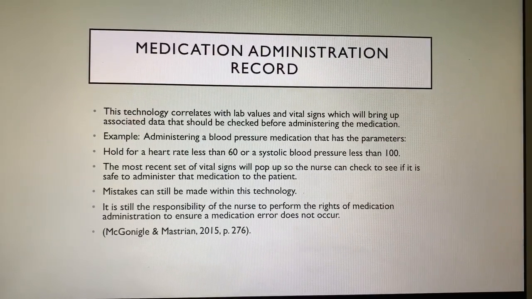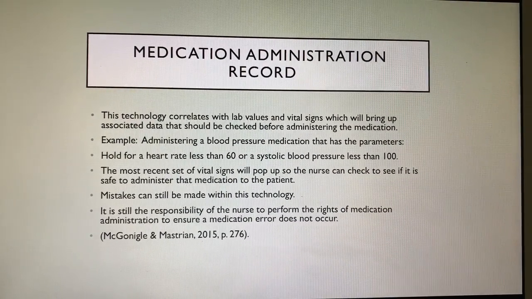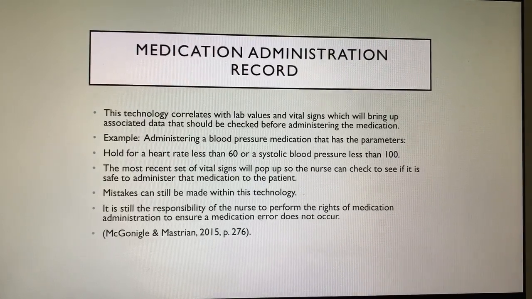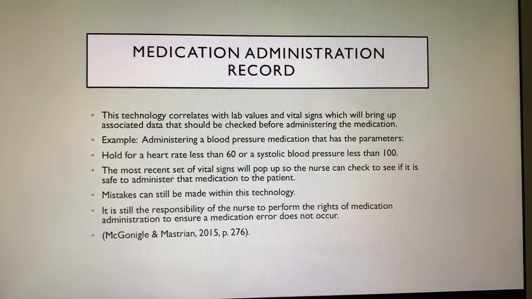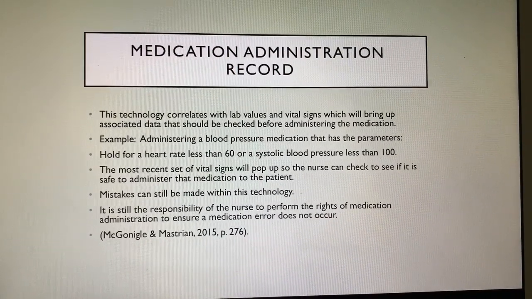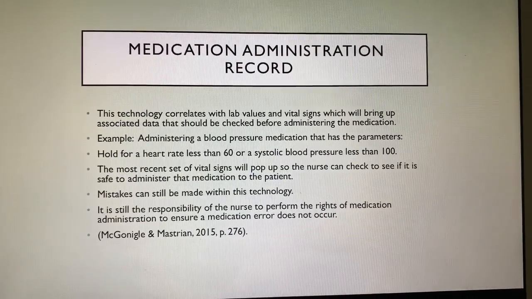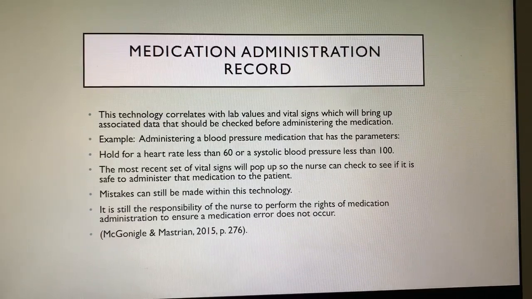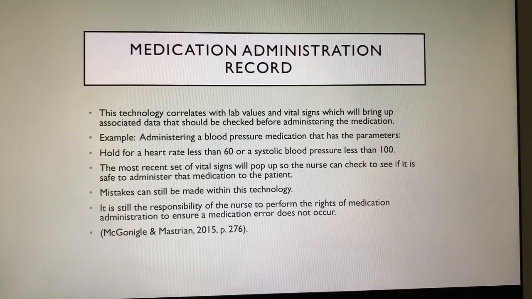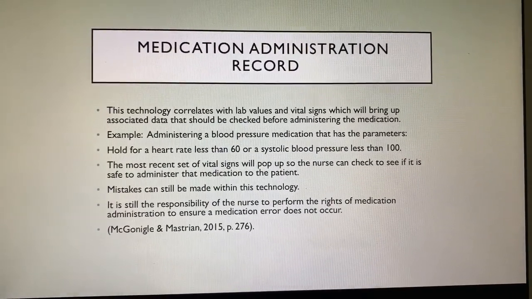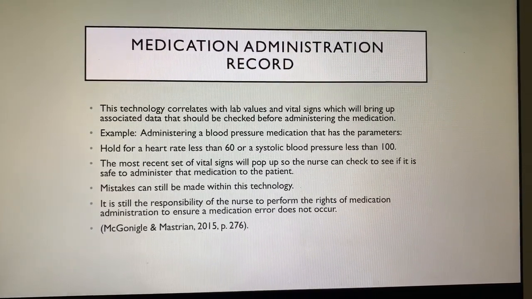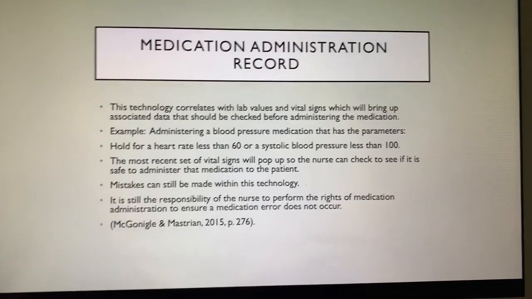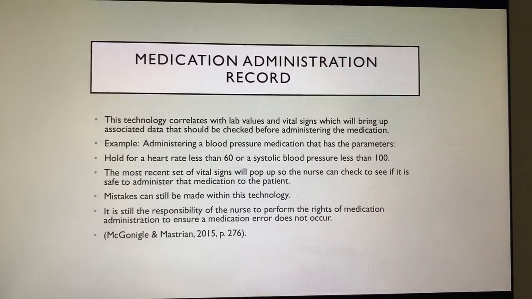It is important to note that mistakes can still be made within this technology, and even though it is performing safety checks and it is checking the 5 rights of medication administration to ensure everything is correct and safe to be given, it's still the responsibility of the nurse to perform the rights of medication administration to ensure that a medication error does not occur.